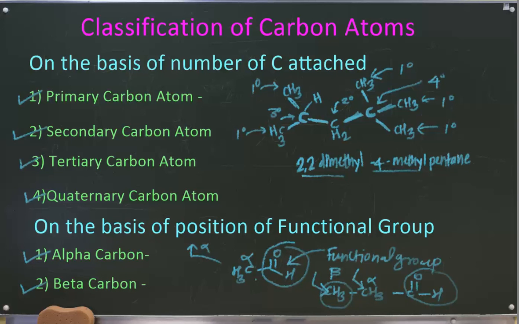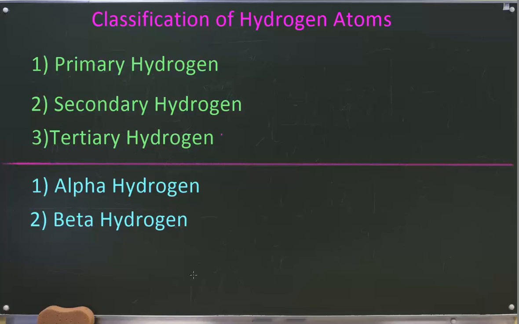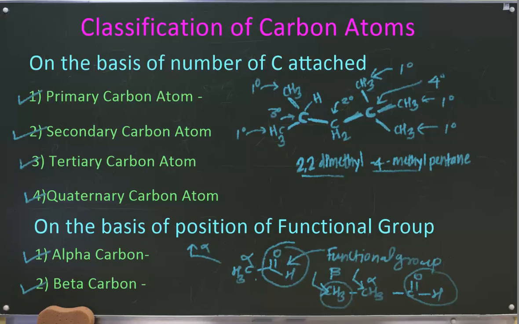Now let us try to understand the classification of hydrogen atoms. If you look carefully, the hydrogen atoms which are attached to primary carbon are known as primary hydrogen atoms. The hydrogens which are attached to secondary carbon atoms are known as secondary hydrogens, and the hydrogens which are attached to tertiary carbon are known as tertiary hydrogens.